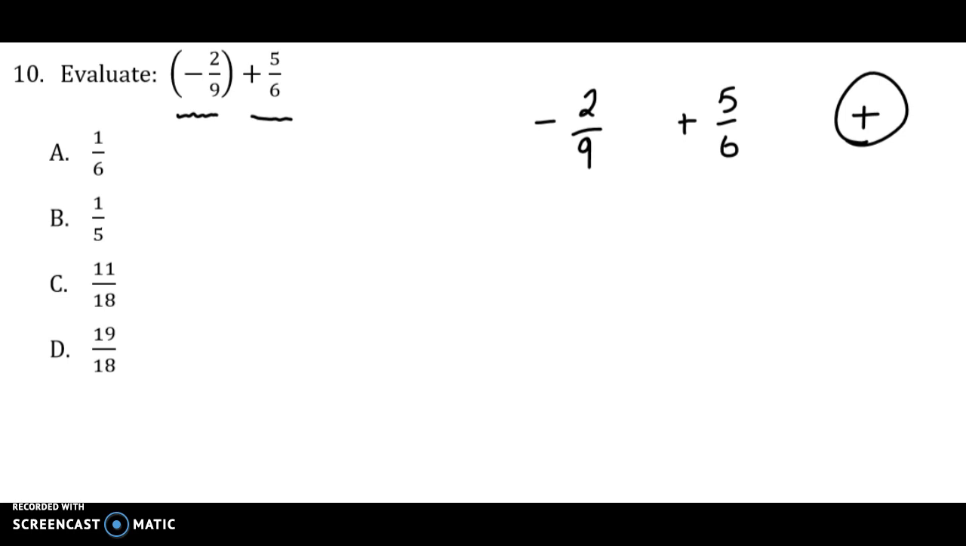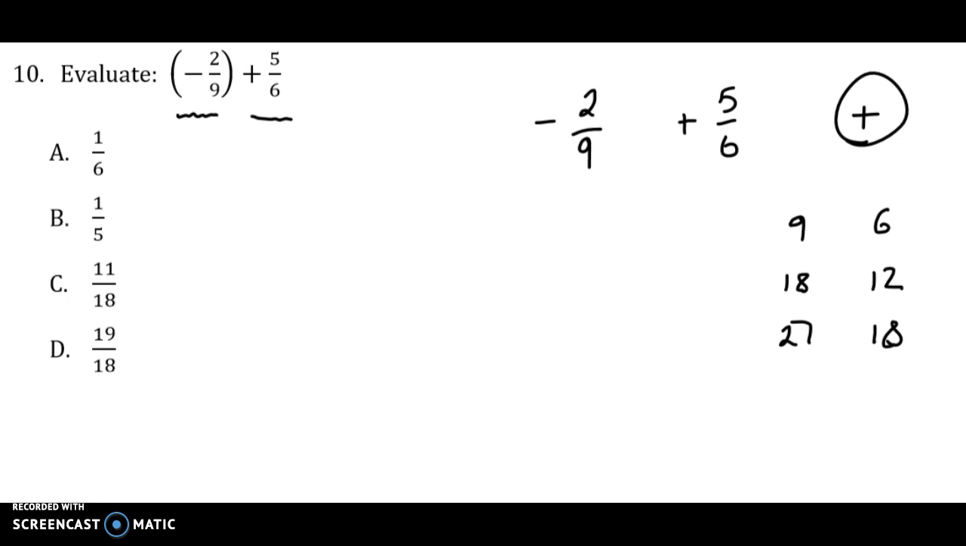So let's start by looking for a common denominator for 9 and 6. So starting with 9, let's list up a couple of values. Got 9, 18, and 27. Starting with 6, I've got 6, 12, and 18. So you see my common denominator for this is going to be 18.